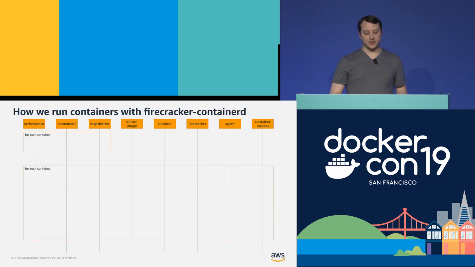So now that we've talked about each of the components, let's take a look at an example of how they work together to run a set of containers inside of a micro VM. So we'll start off with storage management, or what's involved in exposing a root file system for a container.